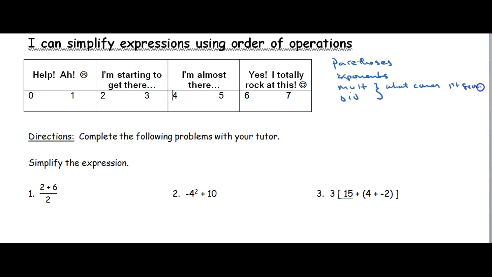from left to right. Okay, and this is the thing that gets most people. They think you do all the multiplication, then you go back and do the division. That's not the case. You do whatever one comes first from left to right. And the same goes for addition and subtraction. Okay, and I'm just going to put an arrow here so we don't have to rewrite it.